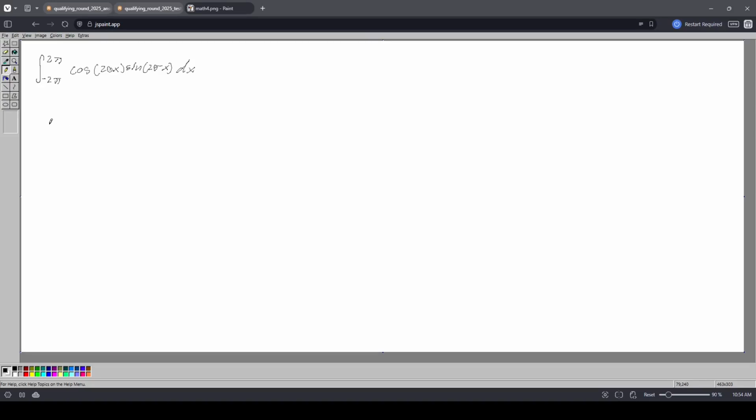Alright, so today we're going to be looking at the integral from negative 2 pi to 2 pi of cosine of 20x sine of 25x dx. Now, I'm sure you might be able to see that, hey, cosine's an even function and sine's an odd function. So the entire thing's odd.